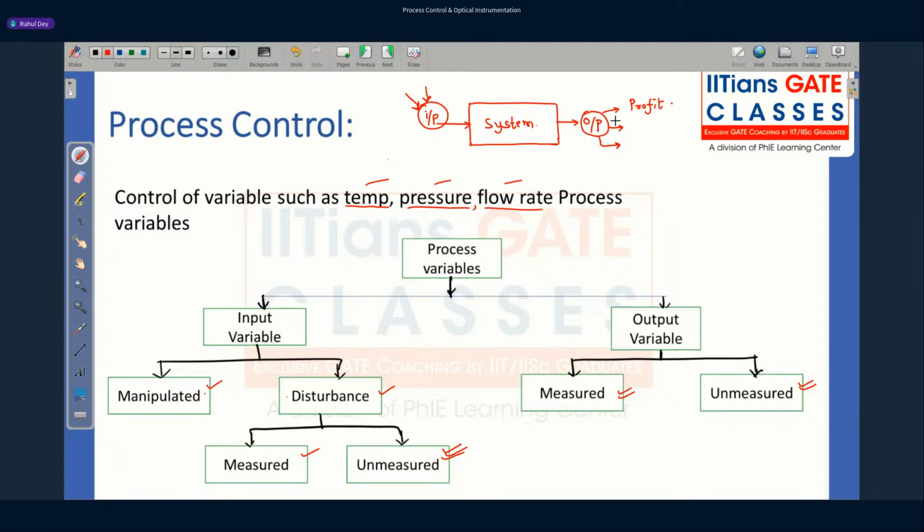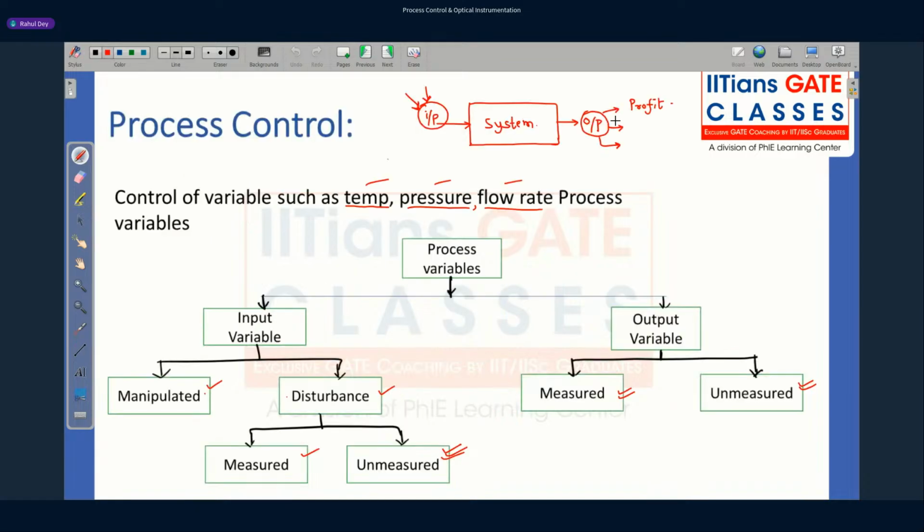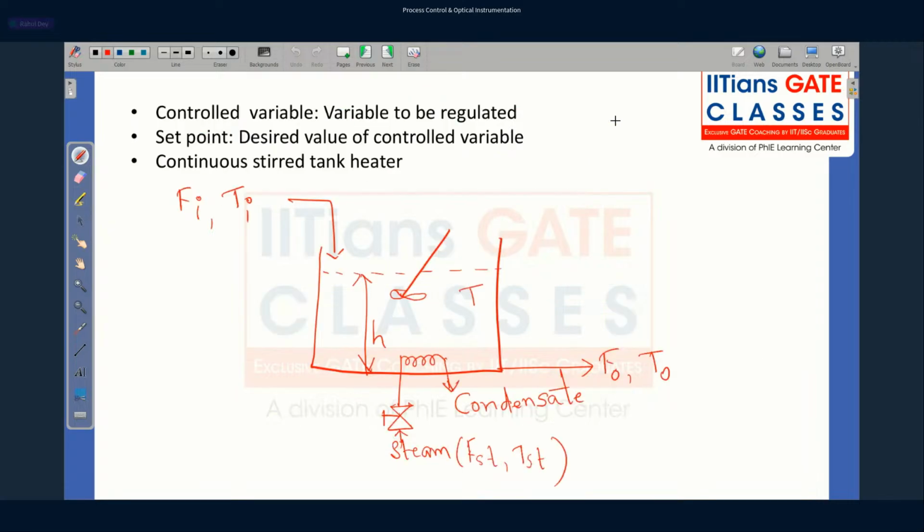At this point of time, you might say, sir, we have PLC, we have DCS, distributed control system. Yes, all those things we have. Now, can anyone tell me what is the advantage of process control? See, these are all basic questions asked in PSU. So what is the advantage of process control?